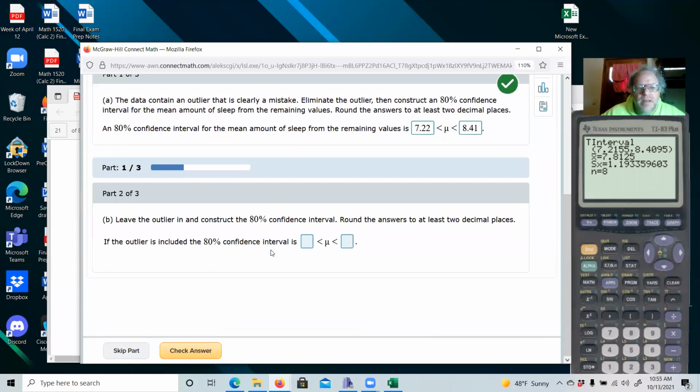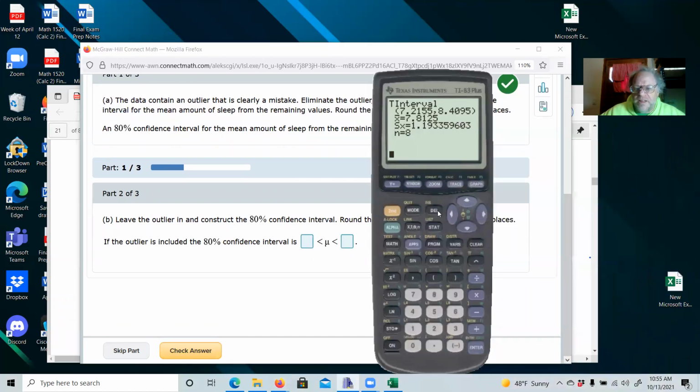All right, they're happy. Now, leave the outlier in and construct a 90% confidence interval. We want to do the whole thing. Actually, it doesn't matter which order you put them in. One more, 24. Okay. Now we'll do the same thing. Test. All right, T interval. Everything is the same, right? 80%, everything is the same.